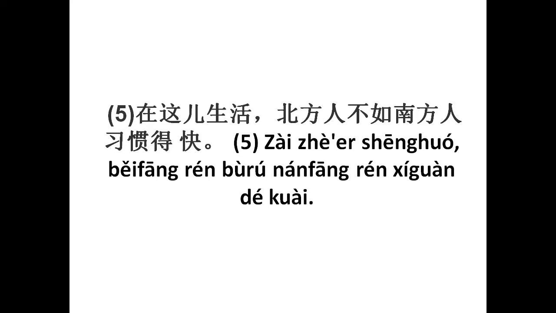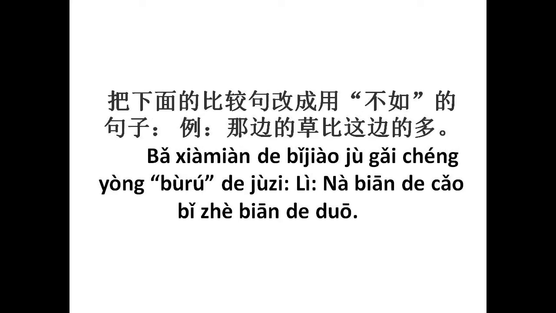Let us move on to the fourth exercise. 把下面的比较句改成用不如的句子。So we have to do exactly the opposite of what we did in the last exercise. We have to change a bi, or comparative, sentence into a bu ru, not as good as, sentence. Let us see the first example.